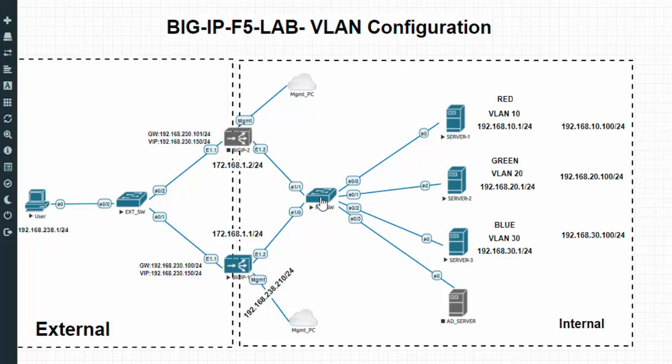So for this switch, we need to configure three VLANs, 10, 20, and 30, for the respective switch interfaces. And this interface E1/0 is a trunk interface, so it should carry the VLAN 10, 20, and 30 traffic. So we will start with this switch.